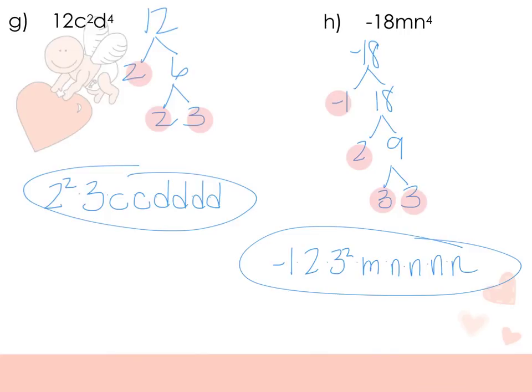Likewise on H, writing out the prime factorization. For your factor tree, this might be a little bit different. This first step should be the same, but everything after that could be a little bit different, but you'll come up with the same answer. Negative 1 times 2 times 3 squared times m times n, n, n, n. So make sure you write out all of those n's.